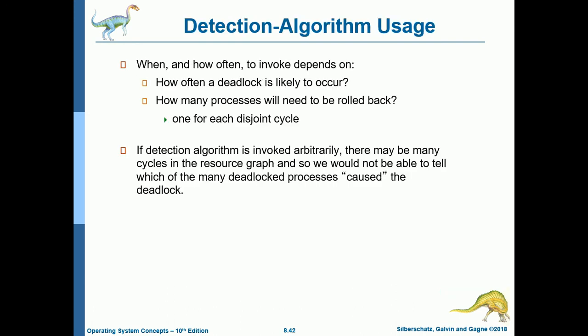Okay, we have the detection algorithm usage. When and how often to invoke it depends on how often a deadlock is likely to occur and how many processes will need to be rolled back, so one for each disjoint cycle. If the detection algorithm is invoked arbitrarily, there may be many cycles in the resource graph, and so we would not be able to tell which of the many deadlocked processes caused the deadlock.